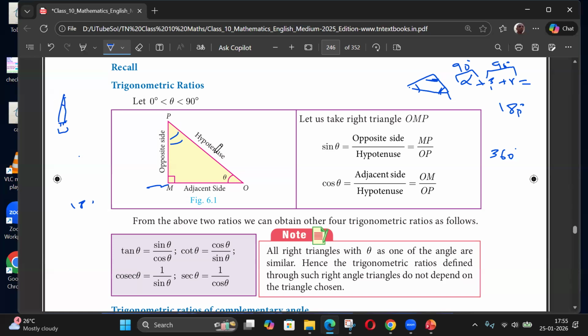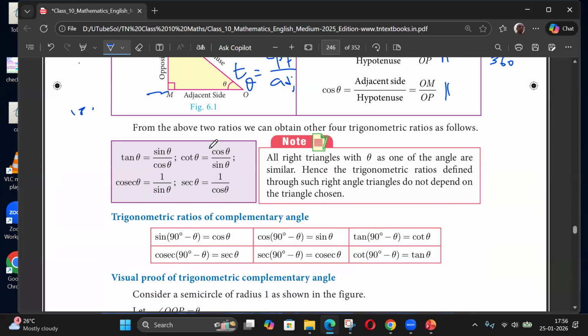So I can define a ratio, the length of the opposite side by hypotenuse, which is sine theta. The second ratio is the adjacent side length by hypotenuse. That is cos theta. The third ratio is opposite by adjacent, which is tan theta. So this is by definition.